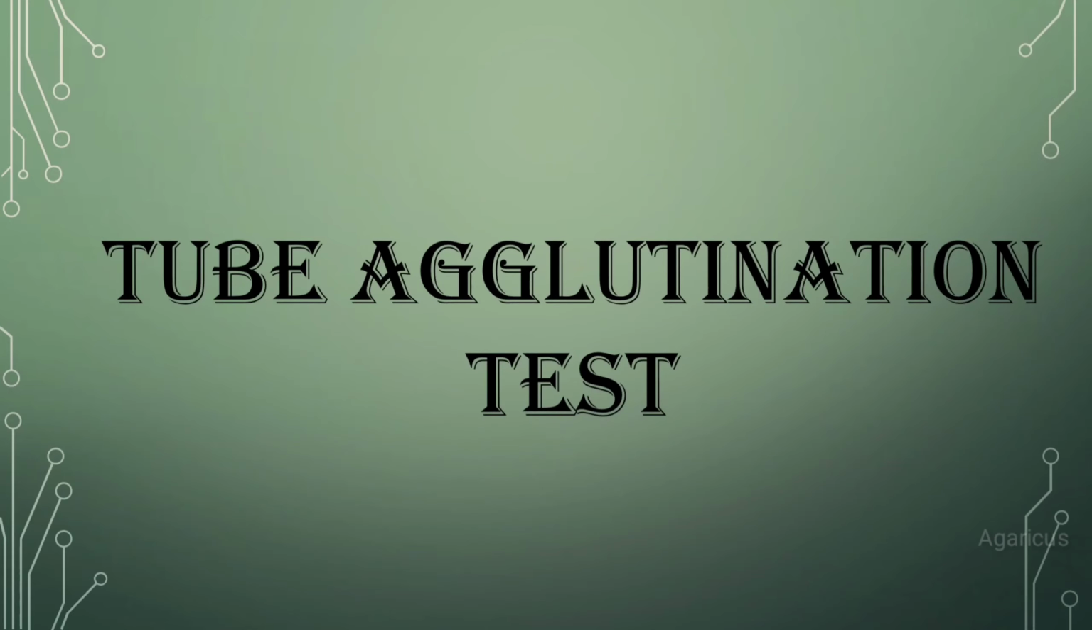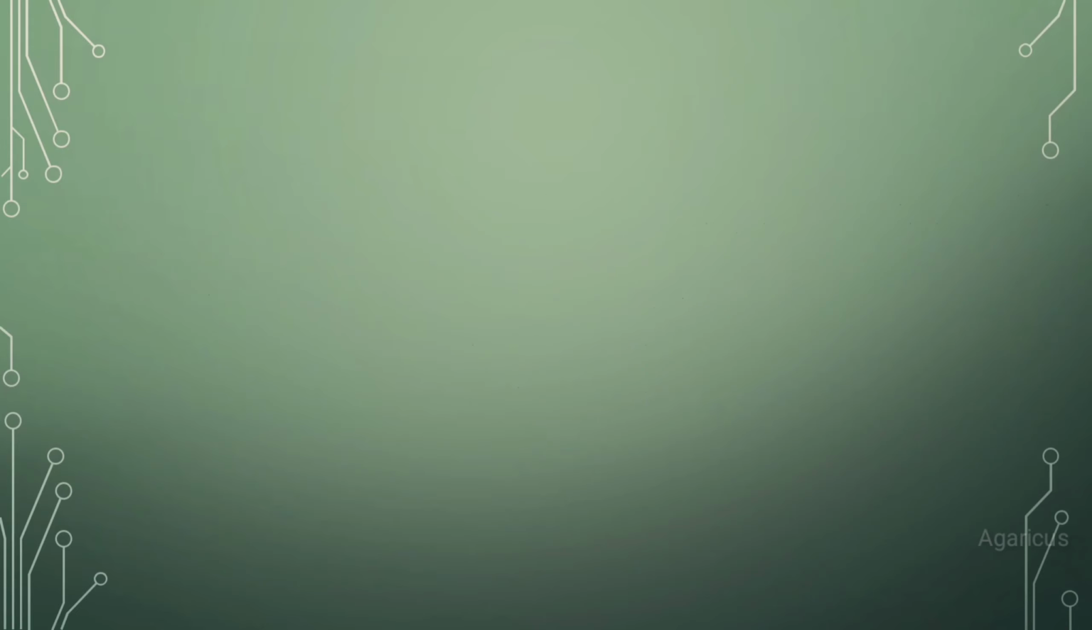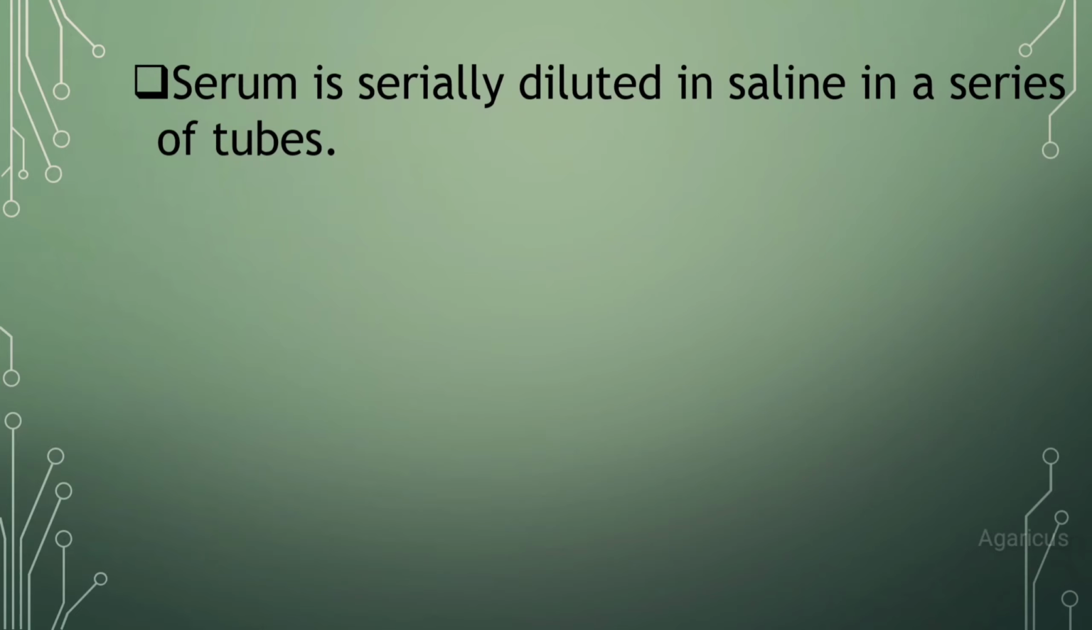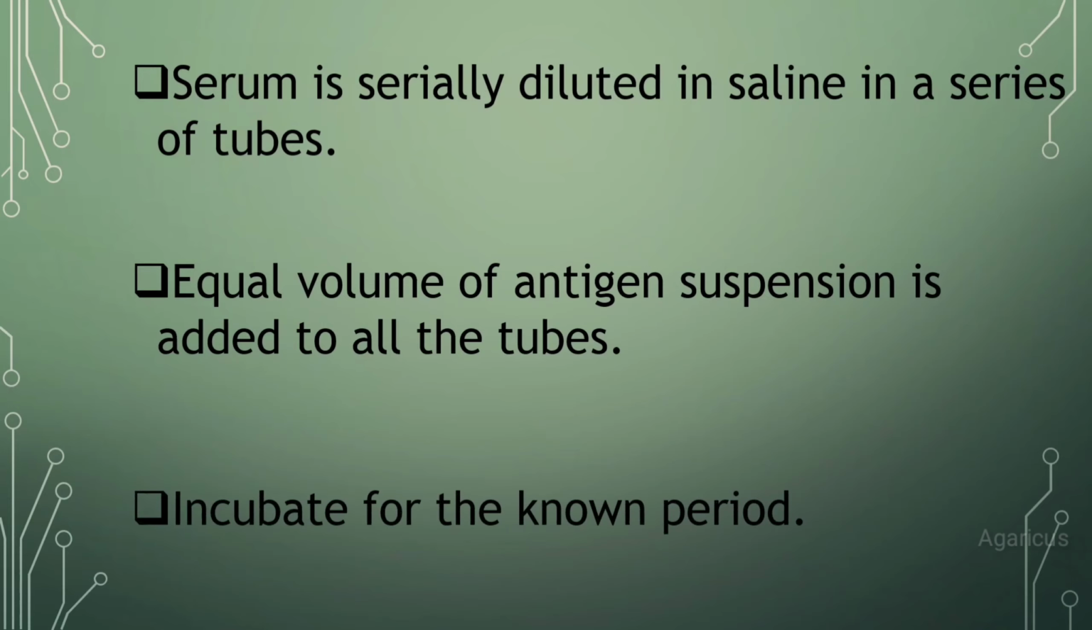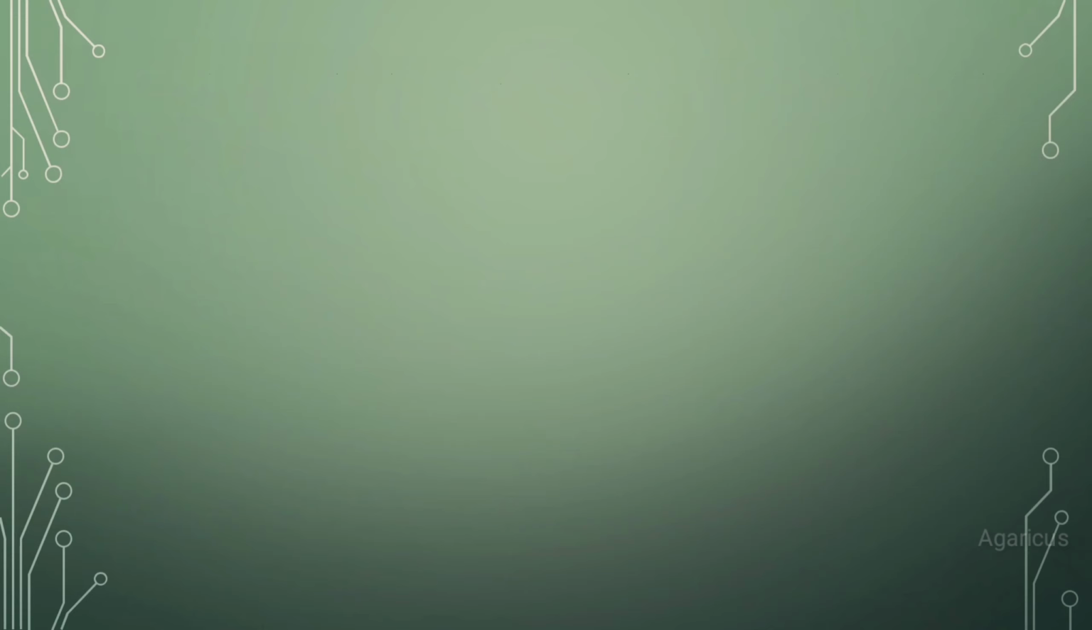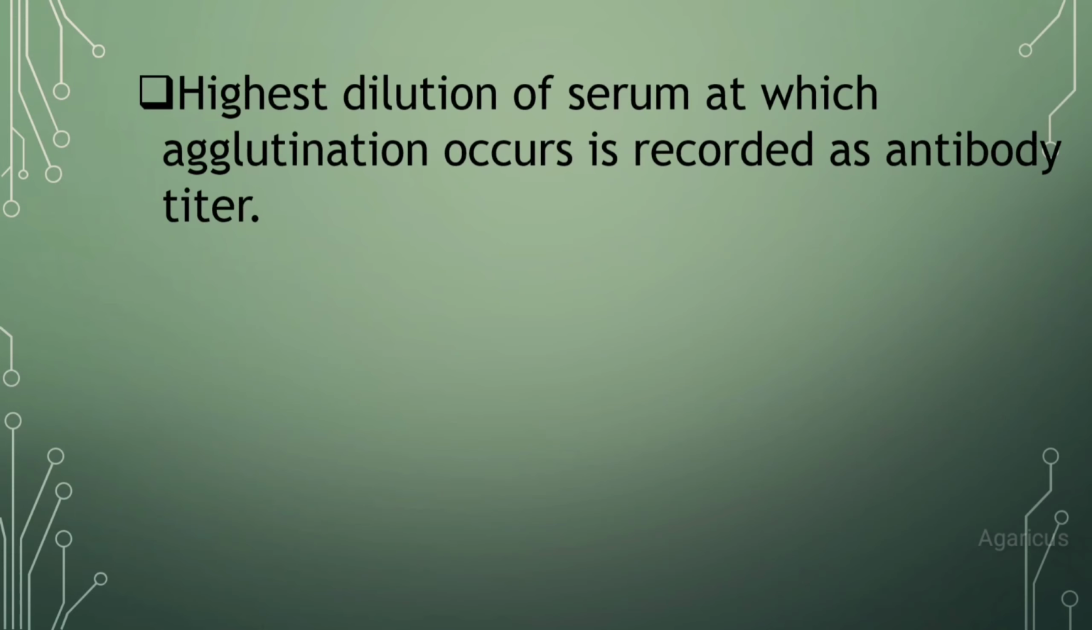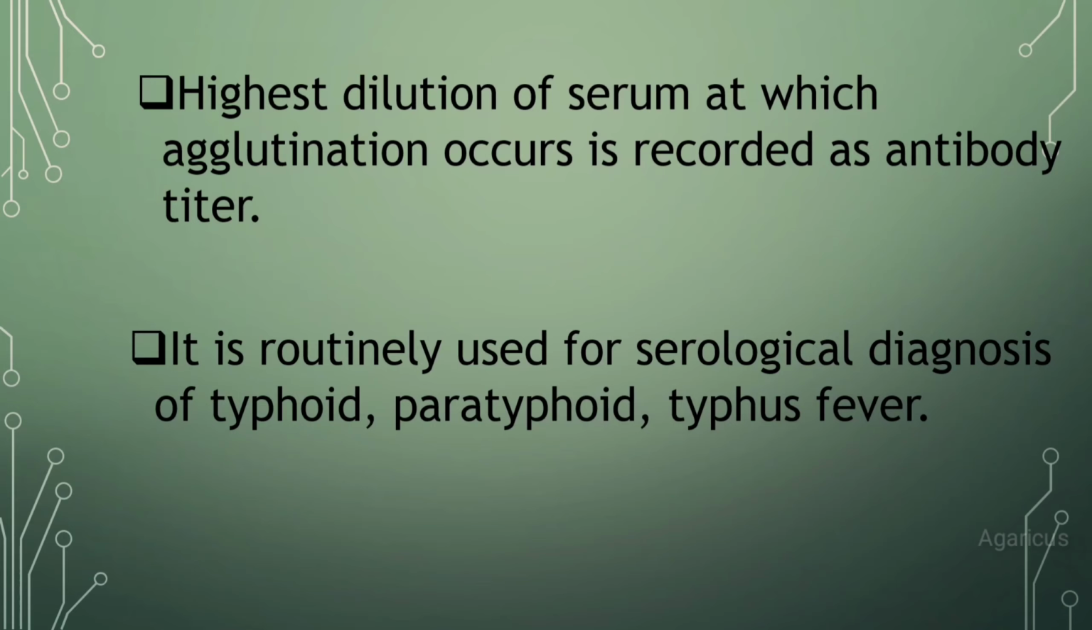Next we are discussing tube agglutination reaction. Serum is serially diluted in saline in a series of tubes. An equal volume of antigen suspension is added to all the tubes. Incubate for the required period. The highest dilution of serum at which agglutination occurs is recorded as the antibody titer. It is routinely used for serological diagnosis of typhoid, paratyphoid, and typhus fever.